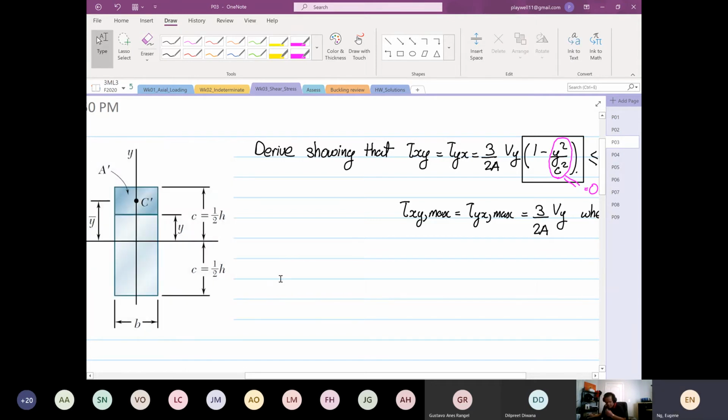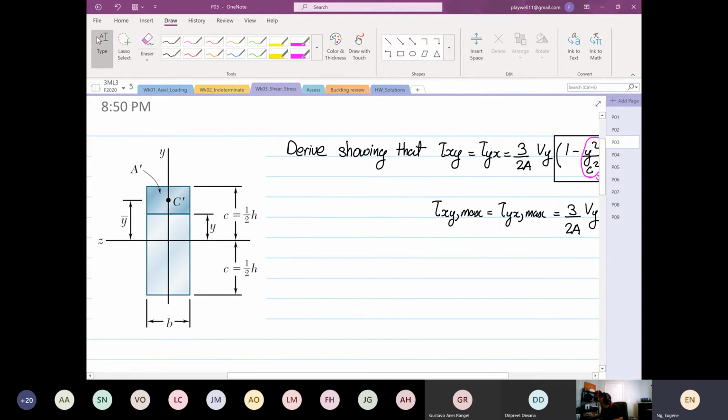Right. So what has been stated is we are having a Vy. So this is our Vy over here. Right. So this formula is valid if and only if your shear force is in that direction, Vy. Okay. So let's look at the base formula. So we are going to derive shear stress, shear xy.